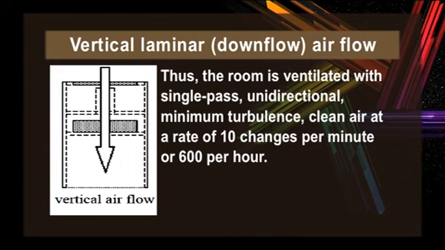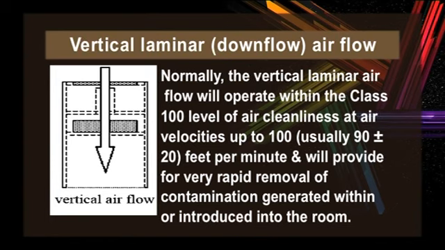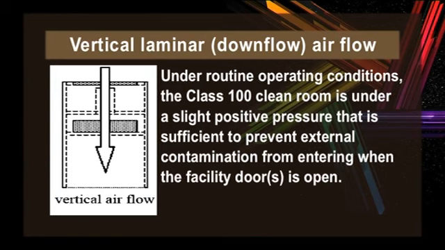Thus, the room is ventilated with single pass unidirectional, minimum turbulence clean air at a rate of 10 changes per minute or 600 per hour. Normally, the vertical laminar airflow will operate within the class 100 level of air cleanness at air velocities of 90 plus or minus 20 feet per minute, and will provide for very rapid removal of contamination generated within or introduced into the room. Under routine operating conditions, the class 100 clean room is under a slight positive pressure that is sufficient to prevent external contamination from entering when the facility doors are open.